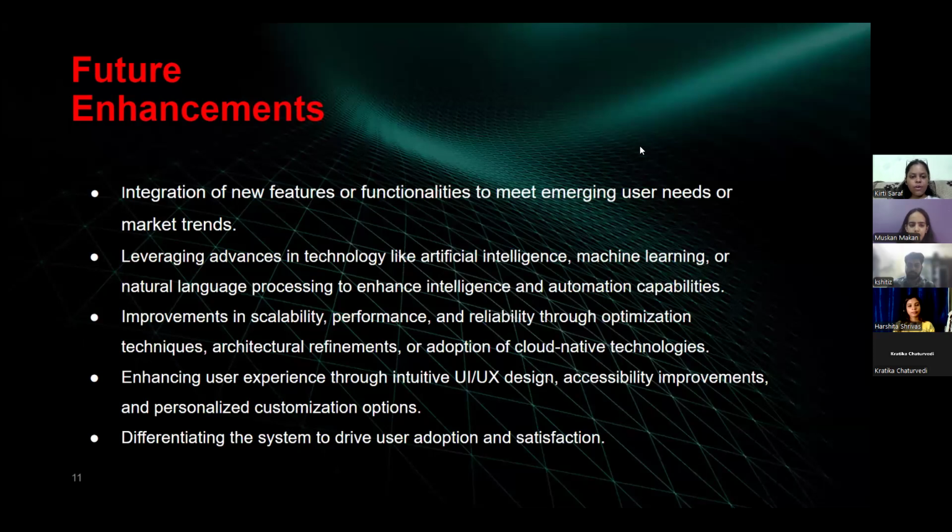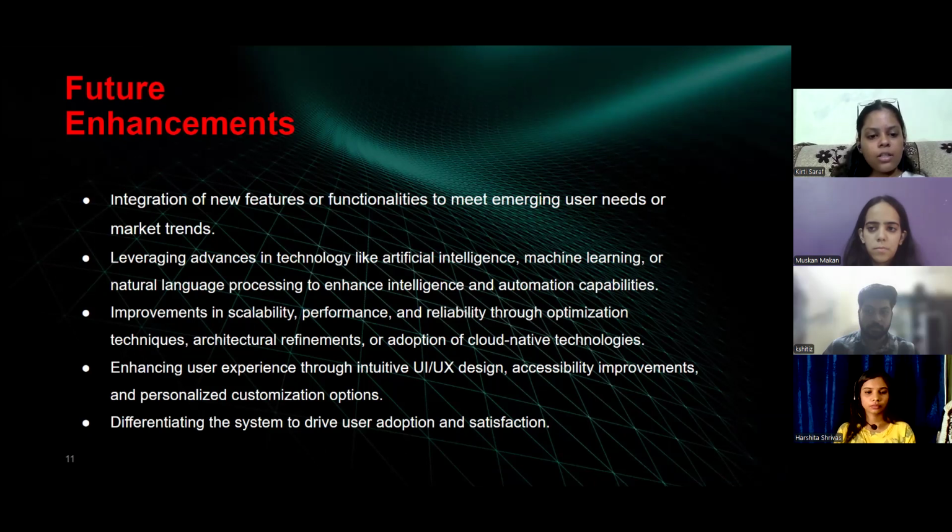The future enhancements of our project: first is integration of new features or functionalities to meet emerging user needs or market trends. Second is leveraging advances in technologies like artificial intelligence, machine learning, or natural language processing to enhance intelligence and automation capability. Third is improvement in scalability, performance, and reliability through optimization techniques, architectural refinements, or adoption of cloud native technologies. Fourth is enhancing user experience through intuitive UI/UX designs, accessibility improvements, and personalized customization options. Fifth and last is differentiating the system to drive user adoption and satisfaction.